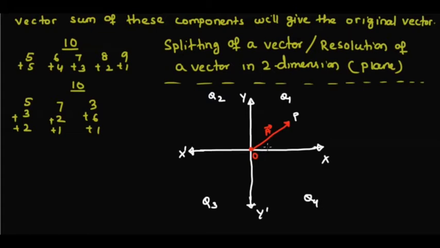Suppose this vector OP makes an angle theta with the positive x-axis. The angle is theta. Is that clear? Okay. So now you have to resolve the vector. Now I will draw two perpendiculars from the point P.